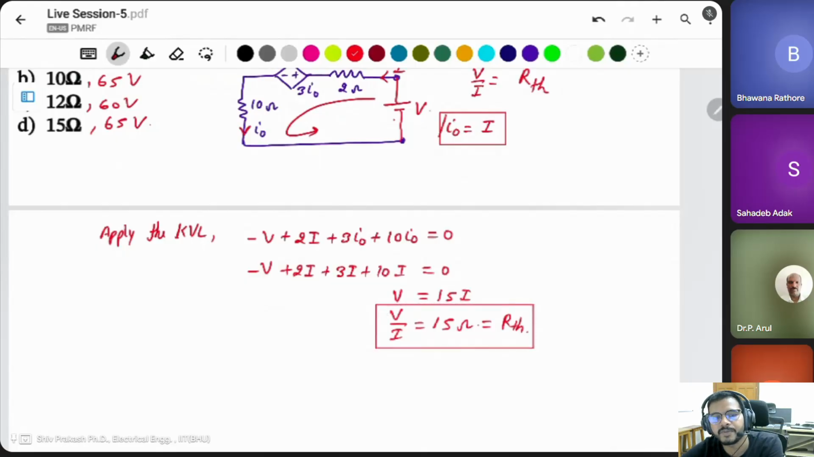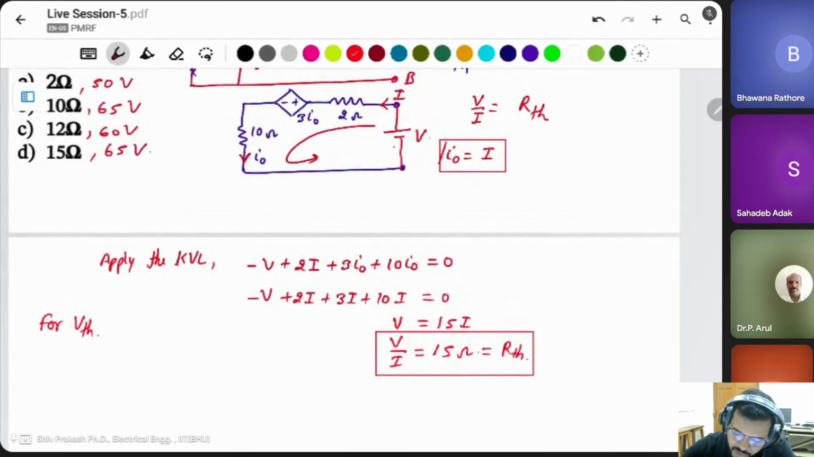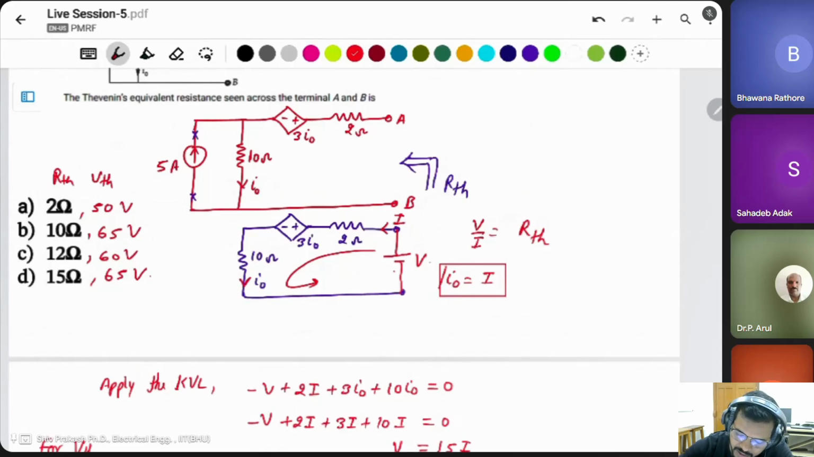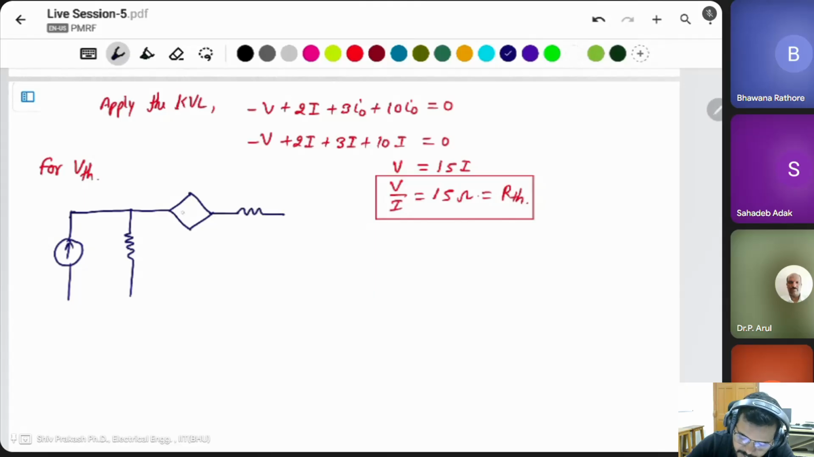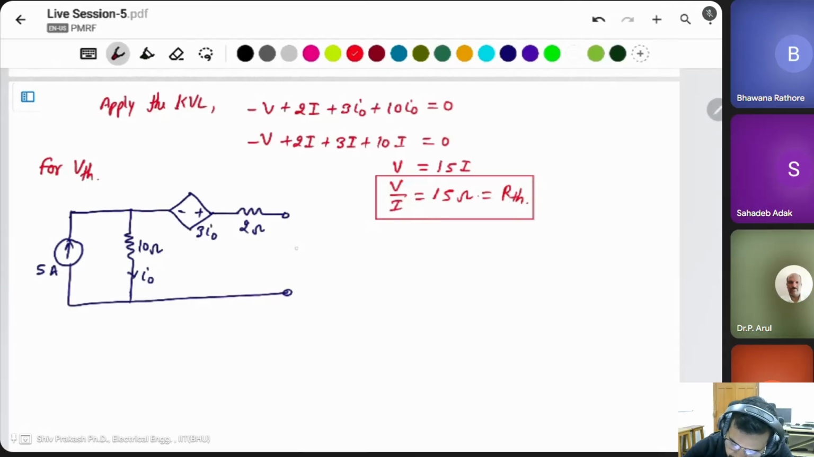Okay. For RTH, it means simply V by I is equal to RTH. Then for the VTH, the Thevenin voltage, we have to find the open circuit voltage across it. First, draw the circuit again. A current source here, a resistor here, and this is the dependent source, 3 I naught. This is 2 ohm, 10 ohm. This is I naught. Five ampere. This is the VTH, which means VOC, the open circuit voltage. Suppose this is the open circuit, then what is the current flowing through it?